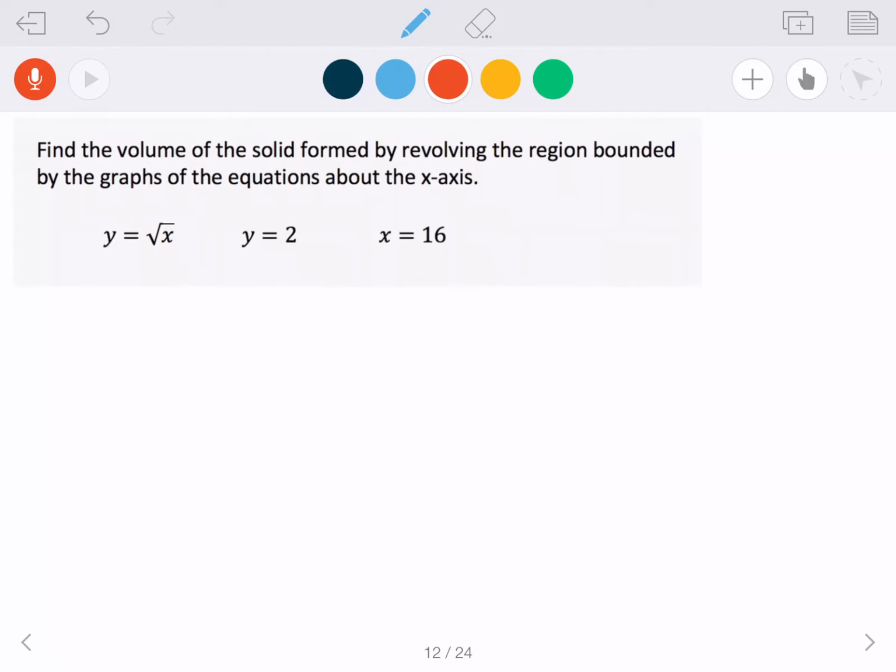These problems get even more exciting now. We get to use the washer method. So this expands the types of problems that we can solve. Just like always, I've got to start with the picture here.